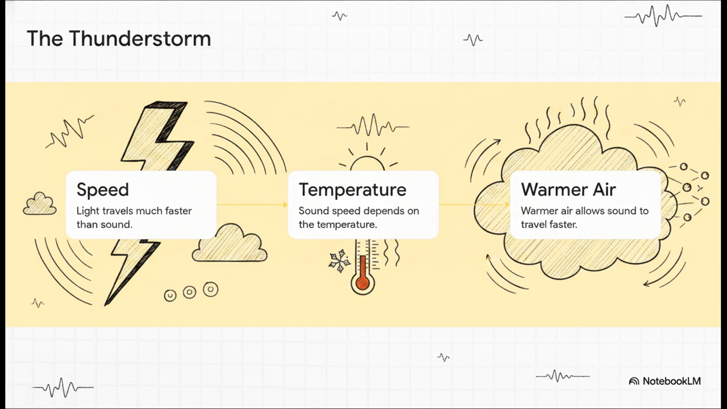Like we said earlier, it's about 331 meters per second at freezing. But third, and this is key, warmer air allows sound to travel slightly faster. The heat physically alters the medium. It causes the air molecules to bounce around more rapidly, which in turn transmits the thunder's mechanical wave faster. So the physical state of the air completely dictates the speed of the wave.